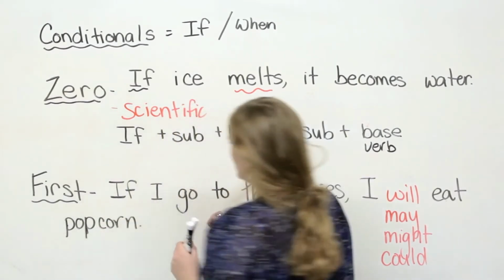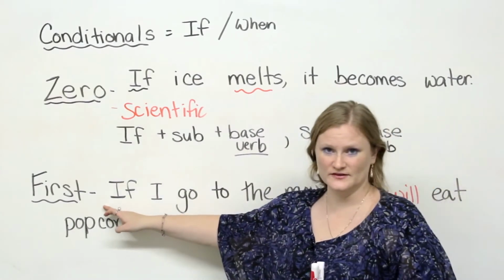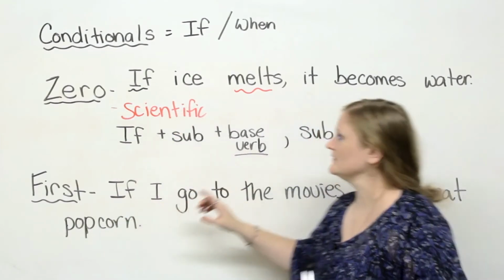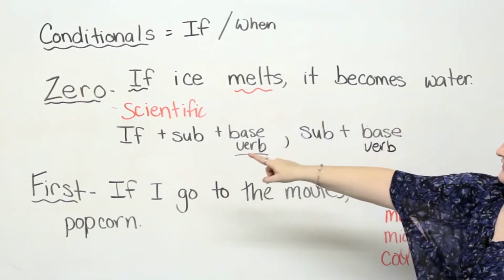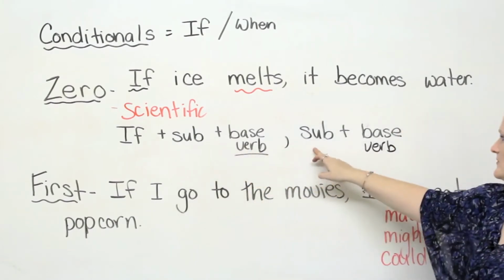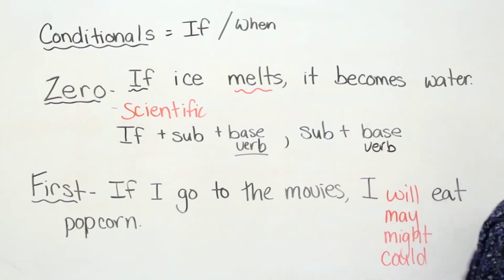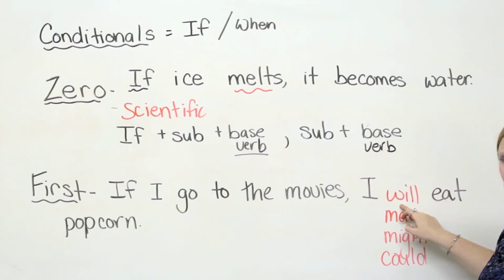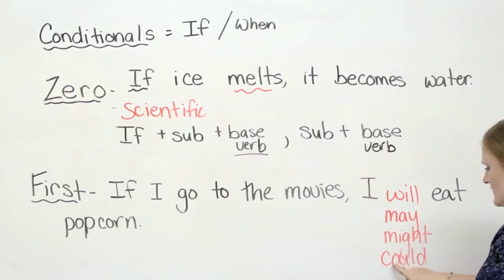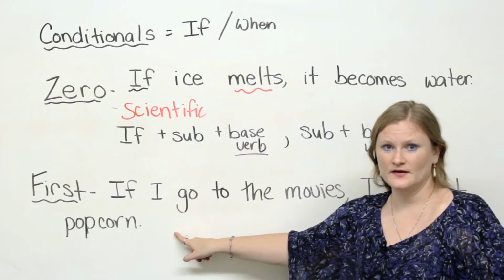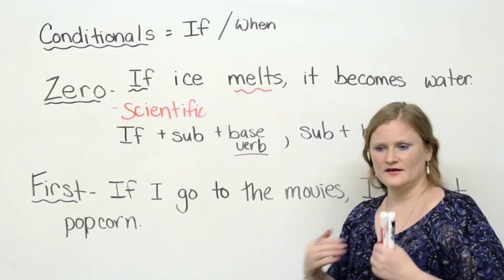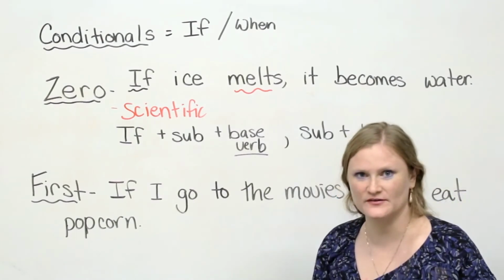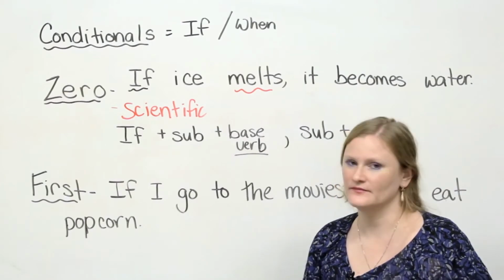Okay? The next one is your beautiful first conditional. I just want you to look at the difference in the composition. Zero conditional is if plus subject, base verb, subject plus base verb again. Take a look at this sentence. If I go to the movies, I will, or you can use may, might, or could, eat popcorn. Is this scientific? If I go to the movies, this means that I have to, 100% of the time, eat popcorn. Not scientific.